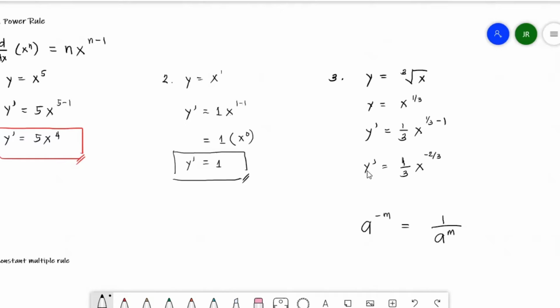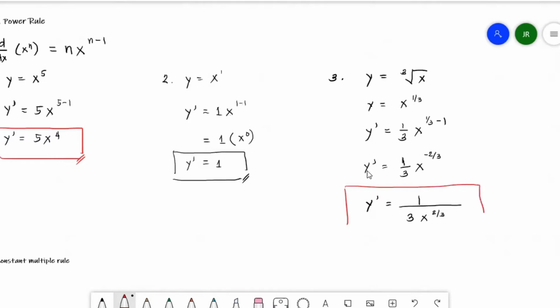Okay po. So now, para ma-eliminate natin yung negative exponent, kung nasa numerator siya, mapupunta siya sa denominator. So this is 1 over 3x raised to 2 over 3. Kung nasa numerator siya, mapupunta siya sa denominator, then magiging positive yung exponent. So this is the derivative of the given function using the power rule.